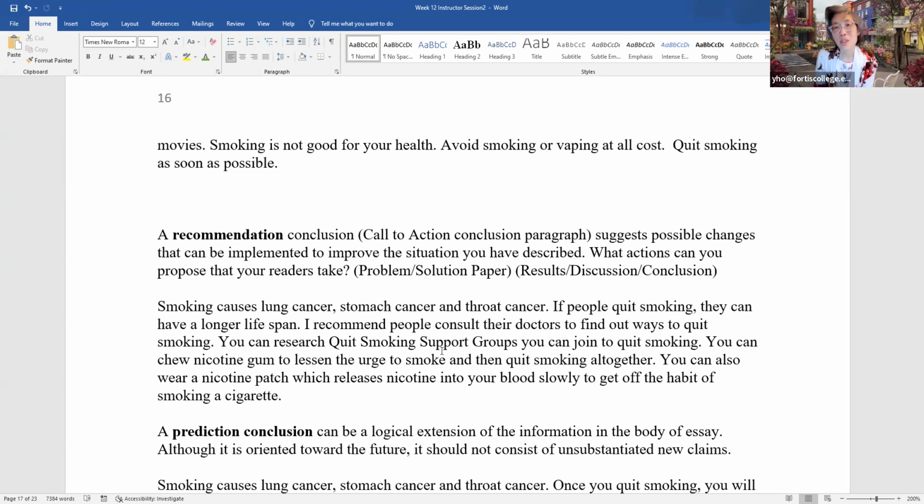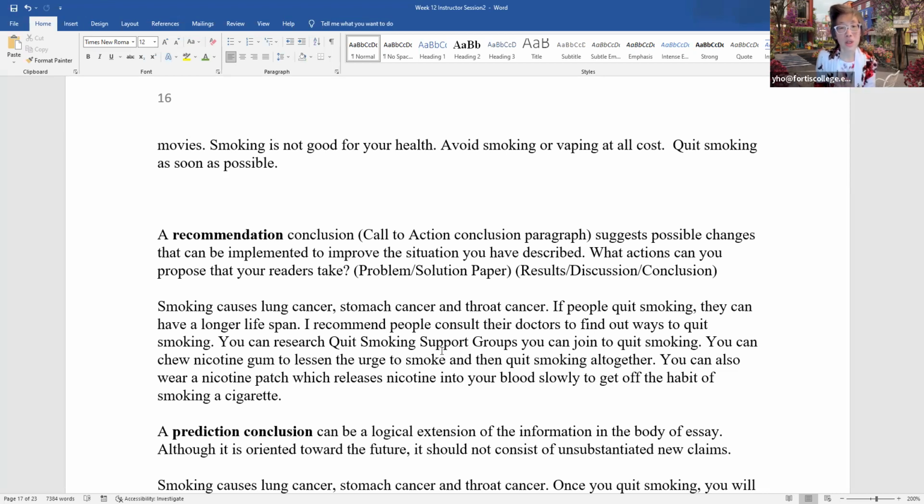So a recommendation or a call to action conclusion paragraph is very, very common everywhere. So here is an example of a recommendation where you make recommendations to the reader of what to do. Smoking causes all kinds of cancers. If people quit smoking, they can have a longer life. I recommend people consult their doctors to find out ways to quit smoking.